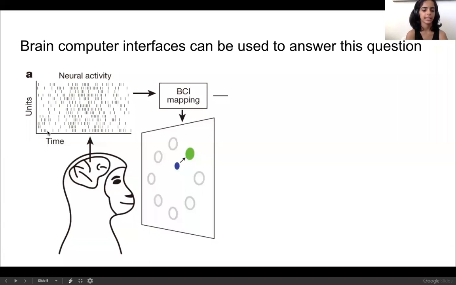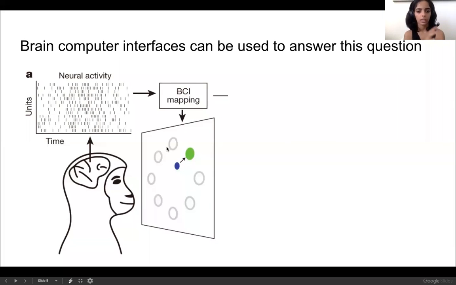So you can see that there's like a generally low firing rate at this time, and then something happens which makes all the neurons fire a bit more at this time, and so on, right? So there's neural activity versus time. And then you take this neural activity, you do some processing on it. It's called a BCI mapping. And then you use it to move a cursor on a screen. So in this case, a monkey is actually watching the screen. The blue dot is a cursor on the screen that can move around. And these gray positions are always fixed. So these are not moving.